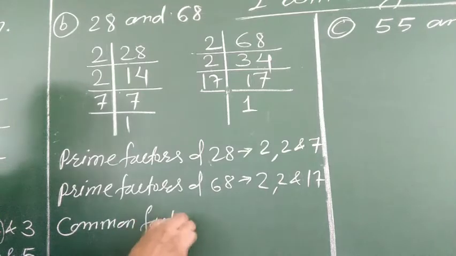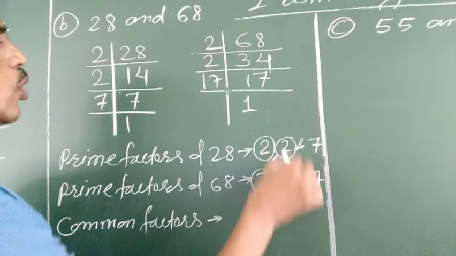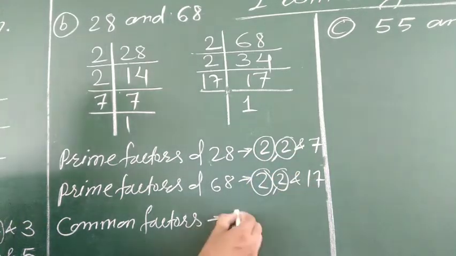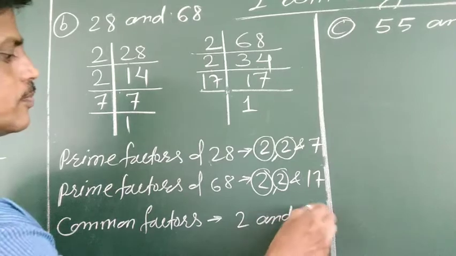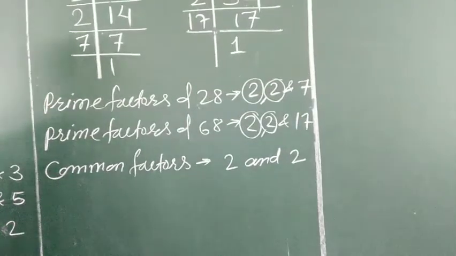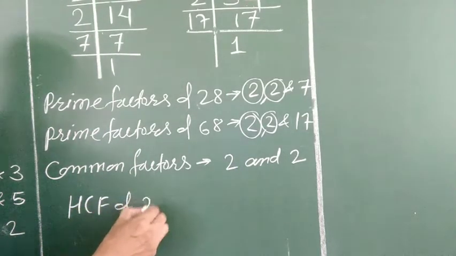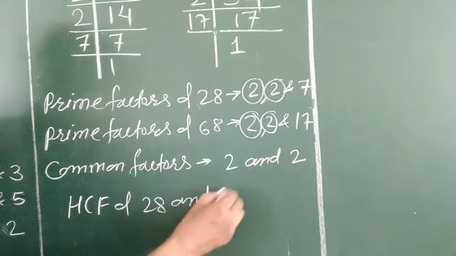common factors. Now what are the common factors? See, it is 2, 2. So here you can write 2 and 2. These are the common factors, 2 and 2. Now SCF of 28 and 68.